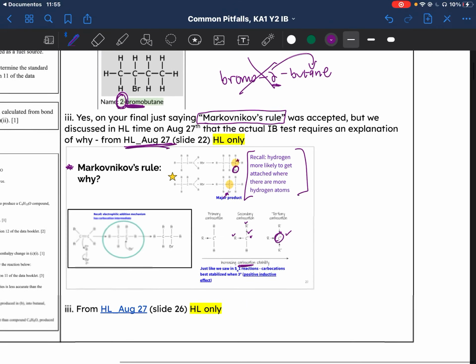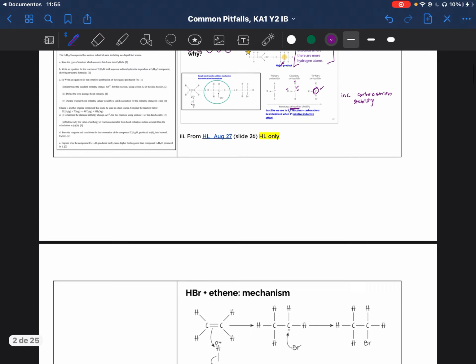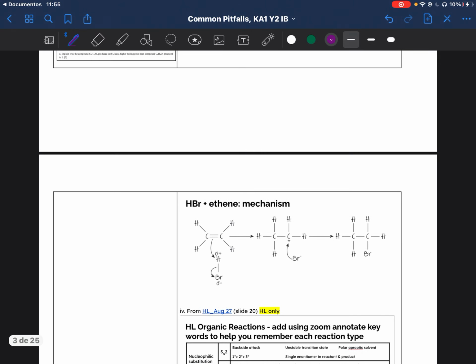So you need to say something about increased carbocation stability as reasoning for Markovnikov's rule, not just stating the rule. And this is an update from what you saw in your final. All right, the next question was the mechanism.